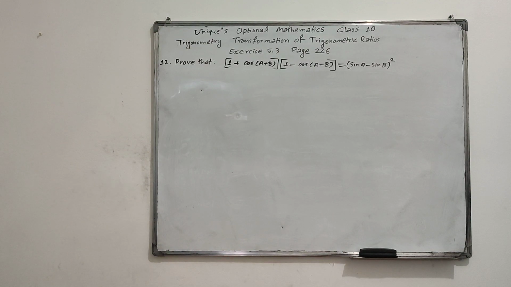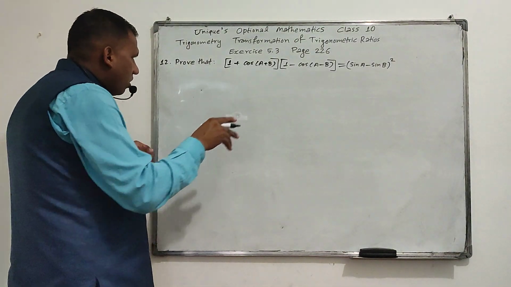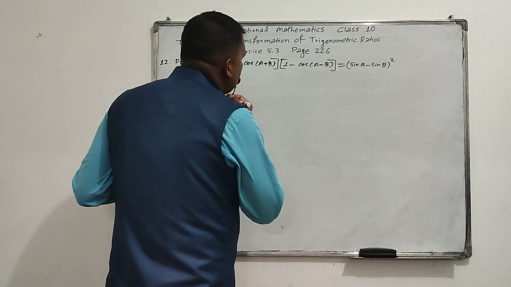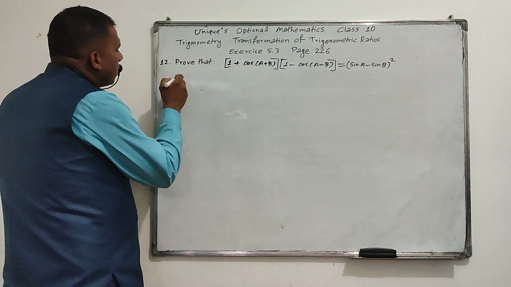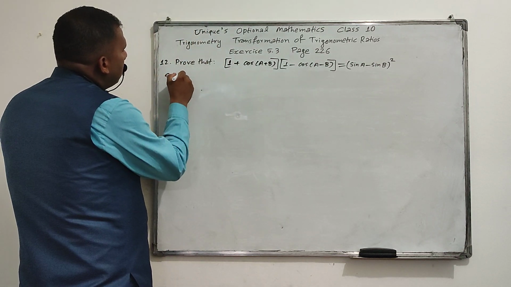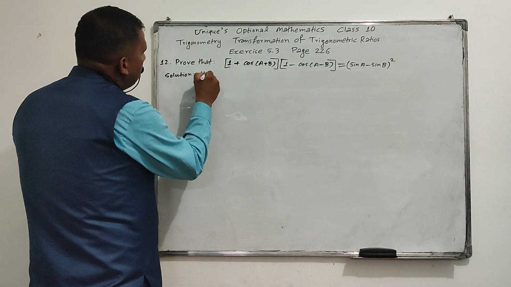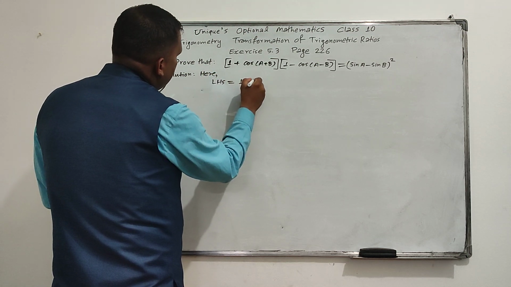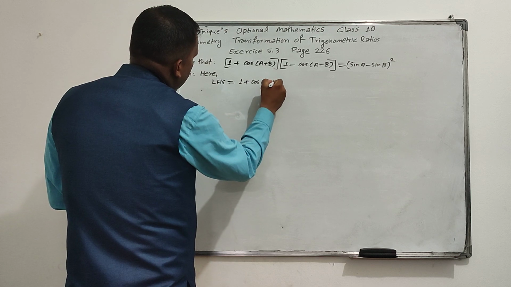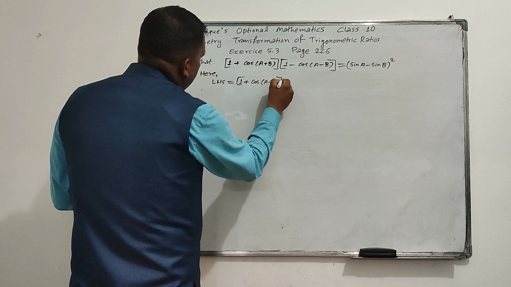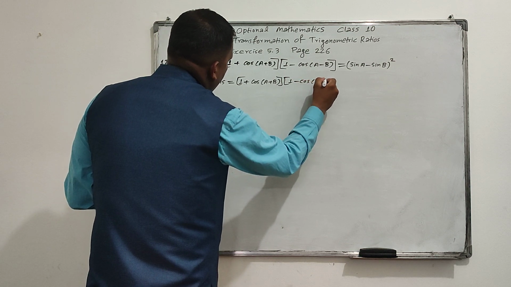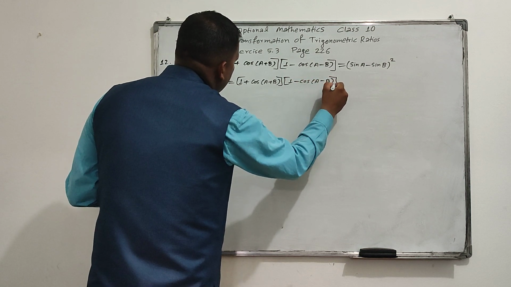Now next question, question number 12. Prove that 1 plus cos of A plus B times 1 minus cos of A minus B equals sin A minus sin B whole square. Let us do the solution. Here, let LHS equal 1 plus cos of A plus B times 1 minus cos of A minus B.